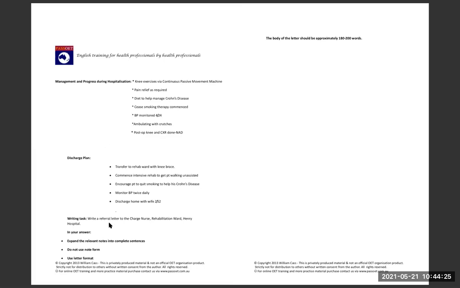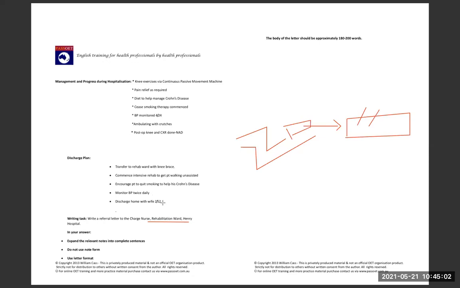So again, the most important thing in any letter is to whom we are writing the letter. Write a letter to the charge nurse, rehabilitation ward. So obviously we can understand that if we are writing the letter to the rehabilitation ward, that means the patient would have gone through some major injury or some major operation, and then he was hospitalized. Later on he was shifted to the rehabilitation ward. That is what a rehabilitation ward is all about. Once the patient recovers, not completely, but in a better shape, the patient is sent to the rehabilitation ward for further recovery.